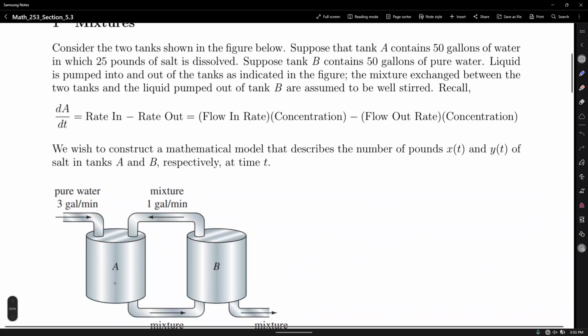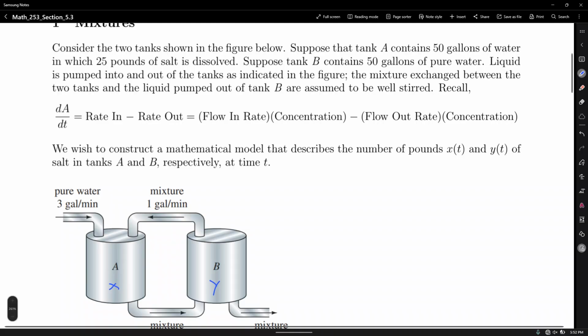the salt, let X be the amount of salt in tank A, and let Y be the amount of salt in the second tank B. All right? Consider the situation where A has 50 gallons of water with 25 pounds of salt dissolved, and tank B contains 50 gallons of pure water. Notice there's no salt in it, right? Okay, so what happens here? Liquid is pumped in and out of the tanks, on all of the tanks, as we can see in the diagram.